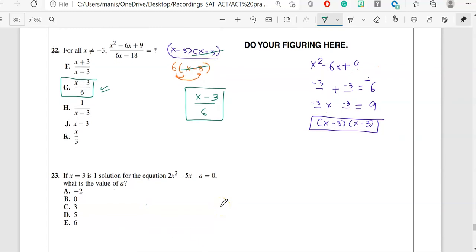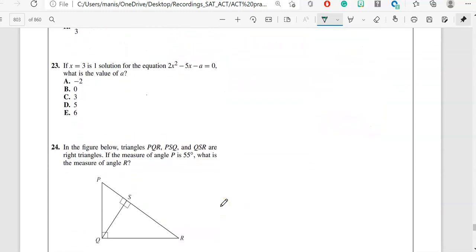Now let's go to question number 23. Question number 23 says, if x equal to 3 is one solution for the equation, what is the value of A? Now this means it is saying there are more than one solution. Since this is a solution, I will plug in this 3 over here. So when I plug in 3 in place of x, or I substitute 3 for x, I will be left over like this.